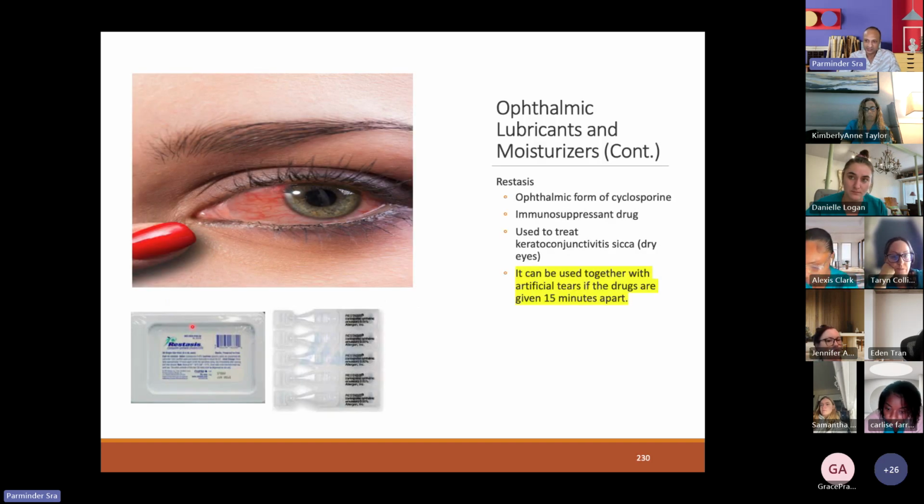This is Restasis. See, this is what the ampules look like. You just turn it one side and it tears from there, it gets separated, and you just squeeze it. Whatever you use, it's a single use, and you just toss the rest. It's a prescription medication, expensive as well. It's used for chronic dry eyes, for keratoconjunctivitis, it's called.